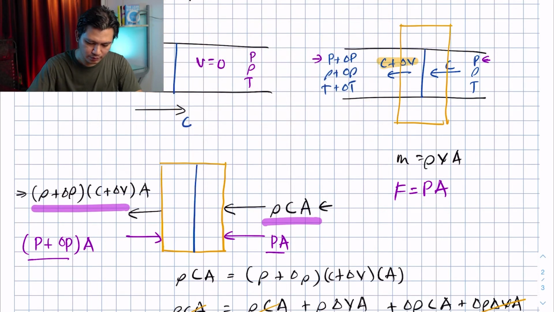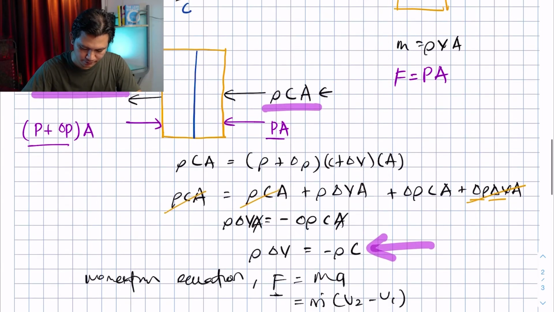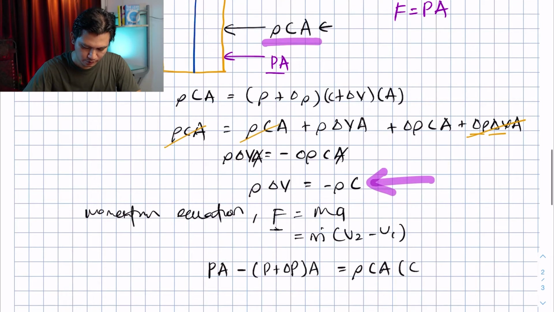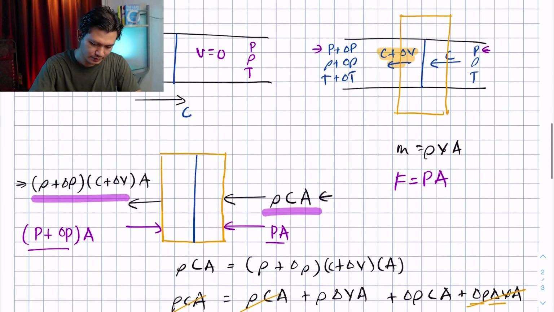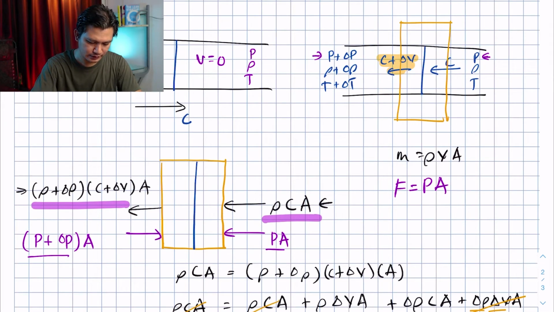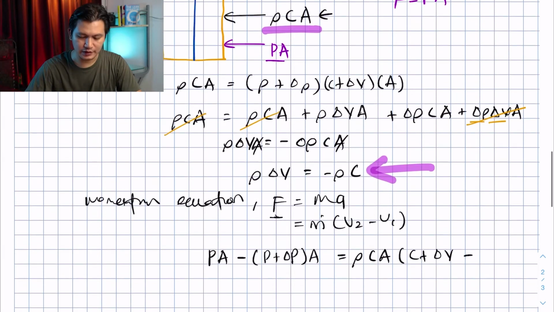Okay, so C plus delta V minus V1 is the V to the right hand side of the wave, that is here. Okay, just C minus C. Now let's work on this equation.